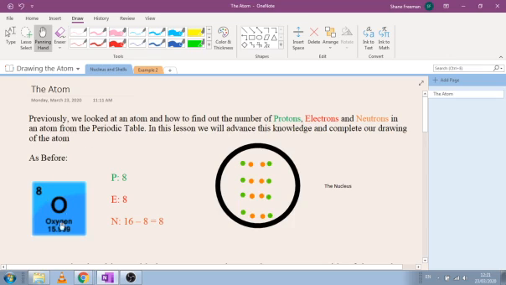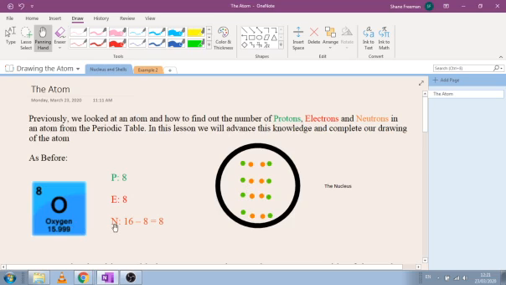So as before, we can take an element on the periodic table. In this example, I've taken oxygen. Oxygen has an atomic number of 8, which gives you the number of protons. It also gives you the number of electrons, because the number of protons and electrons will always match. Protons being positive, electrons being negative, and the atom overall being neutral.